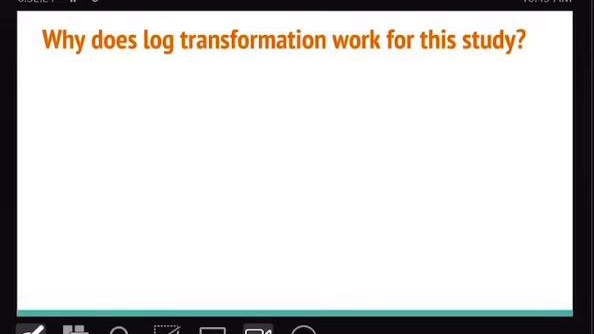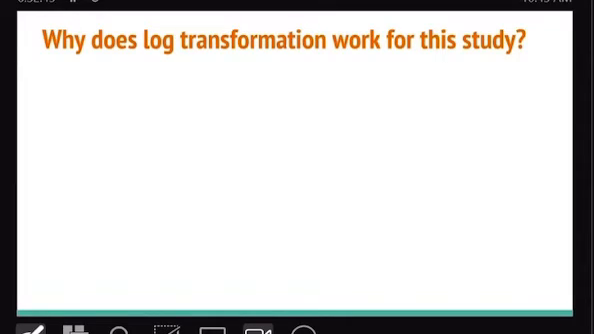Okay, now, why does the log transformation work for this study? We really want to know. Why, when we use the logarithm of this and the logarithm of that, does it work? Do you know why it worked? Initially, the relationship was not a straight line. The relationship was multiplicative. Does that make sense?